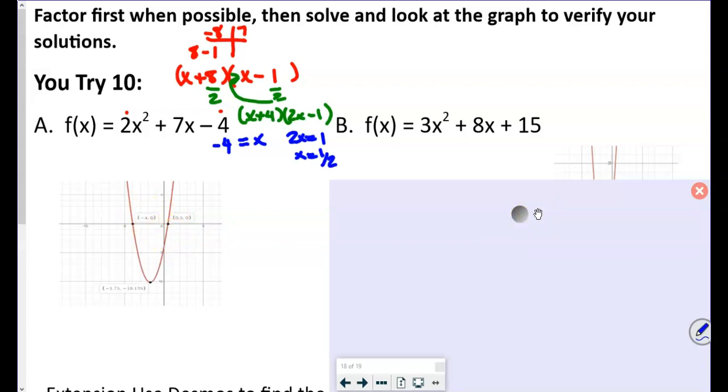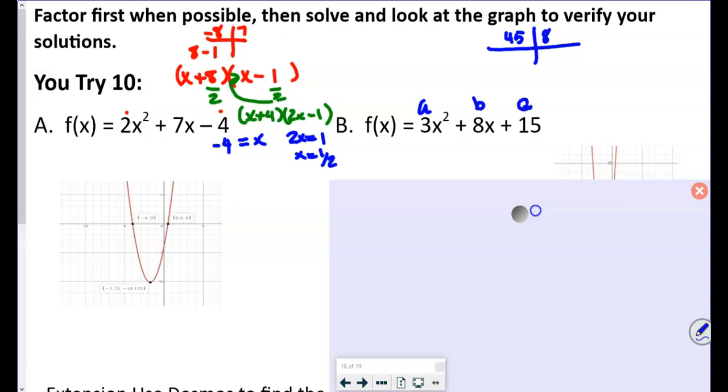So what about this one? It doesn't have a GCF, that's what we always want to look for. And then we are going to multiply first and last, a and c, 45. Are there any factors of 45 that add up to be 8? So are there, y'all? 45? I don't think so. So 9 and 5, 1 and 45, 3 and 15, 5 and 9. Nope. So what are we going to have to do here? Aren't we going to have to do our ABC and use our quadratic formula?